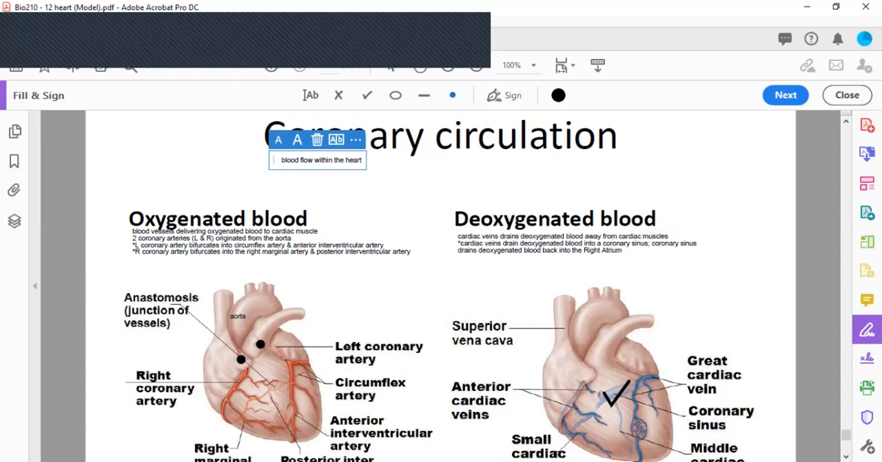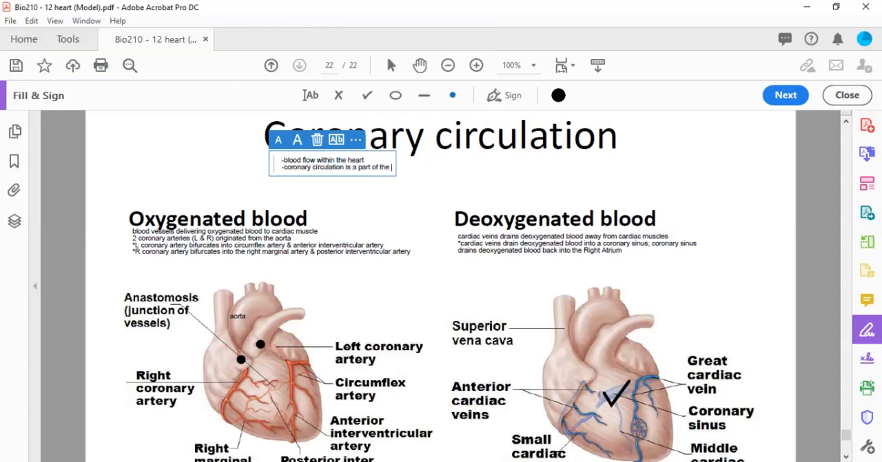The last statement I want to make is that the coronary circulation is a part of the systemic circuit. Okay, and that's pretty much it for the heart.